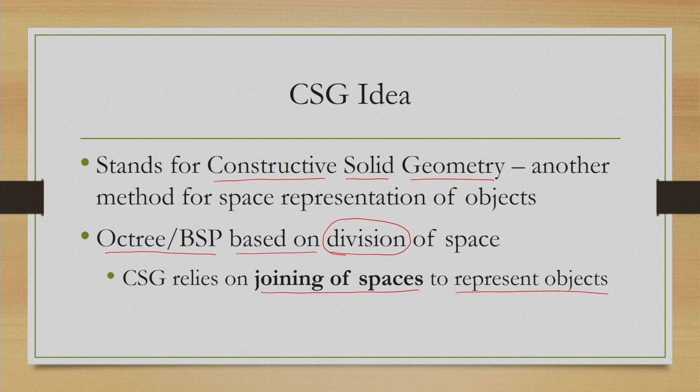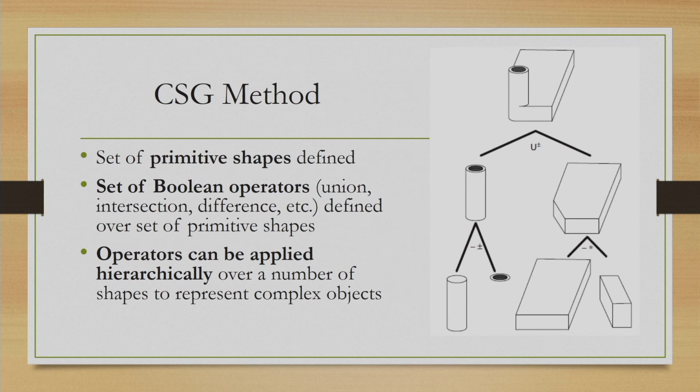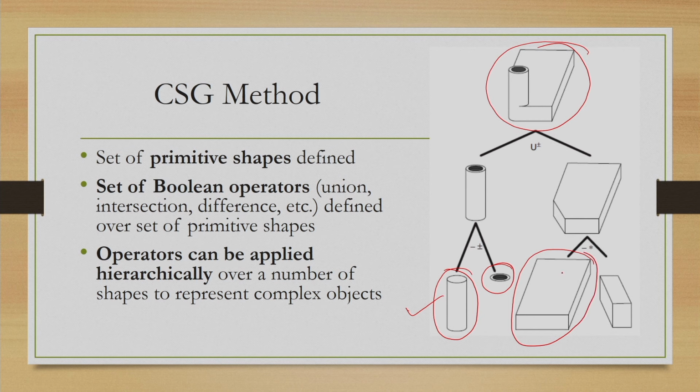Let us try to understand this with an example. Consider this object. This looks pretty complex. However, when we use the CSG or constructive solid geometry method, we can represent it as a union of some other shapes. We start here at this level. Here we have this shape, this shape, this shape and this shape. So, 4 shapes are there.